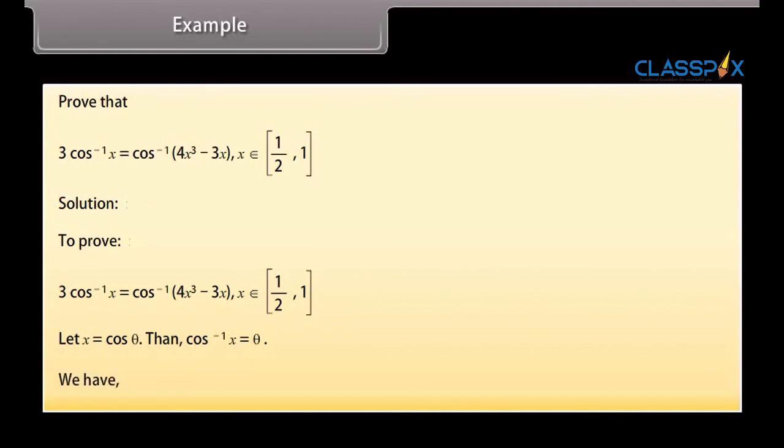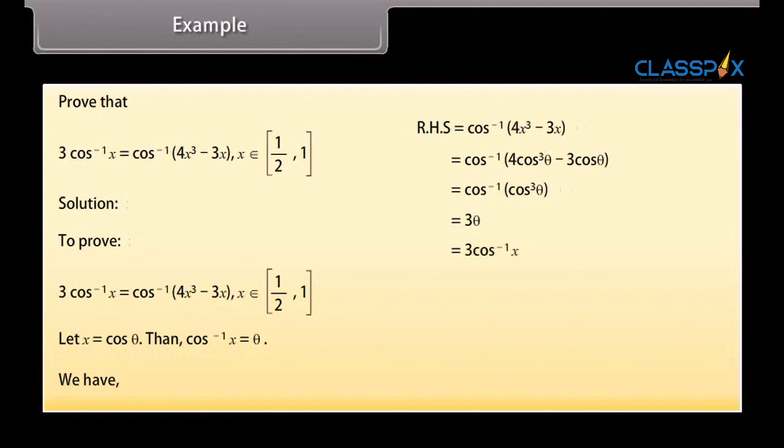We have right hand side is equal to cos inverse of 4x cube minus 3x, which is equal to cos inverse of 4 cos cube theta minus 3 cos theta, which is equal to cos inverse of cos 3 theta, which is equal to 3 theta, which is equal to 3 cos inverse x, which is equal to left hand side. Hence, 3 cos inverse x is equal to cos inverse of 4x cube minus 3x, where x belongs to [1 by 2, 1].